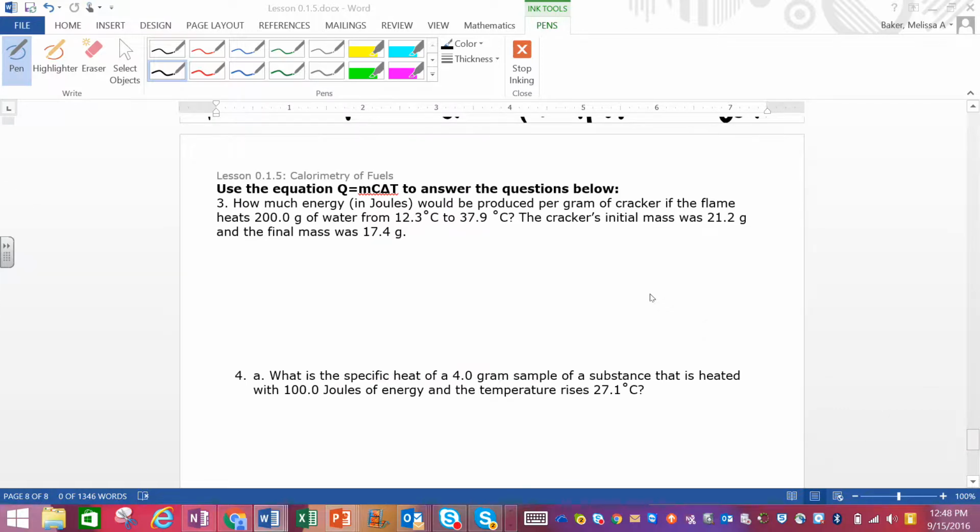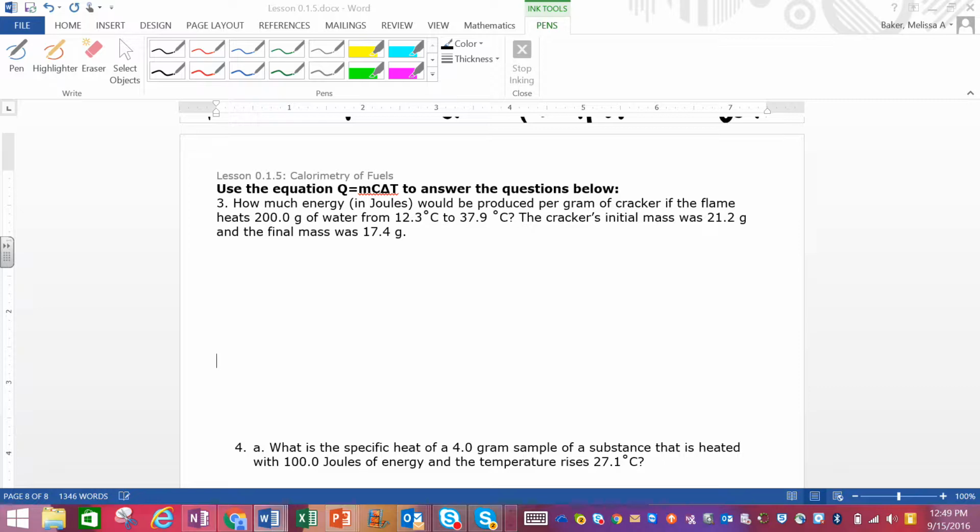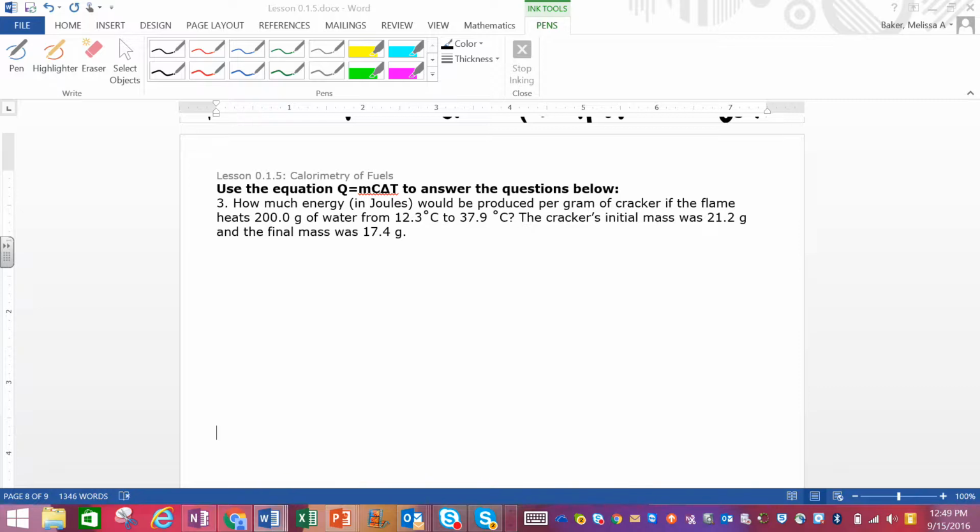All right, number 3. How much energy would be produced per gram of cracker if the flame heats 200 grams of water from 12.3 degrees Celsius to 37.9 degrees Celsius? The cracker's mass started at 21.2 and it ended up at 17.4. All right, I'm going to give myself a little bit more space here to do this.